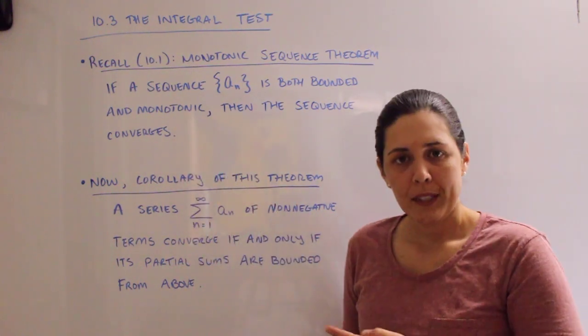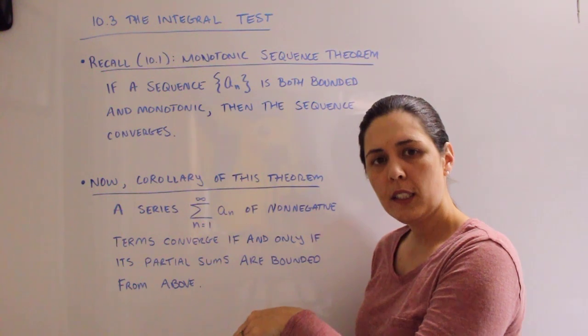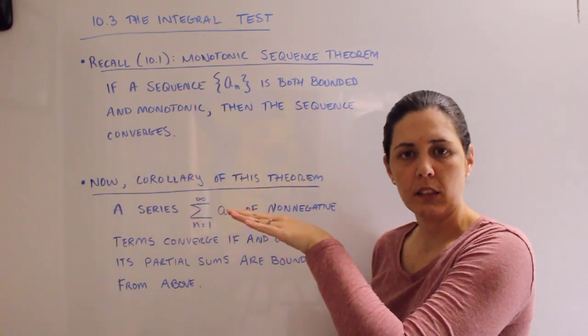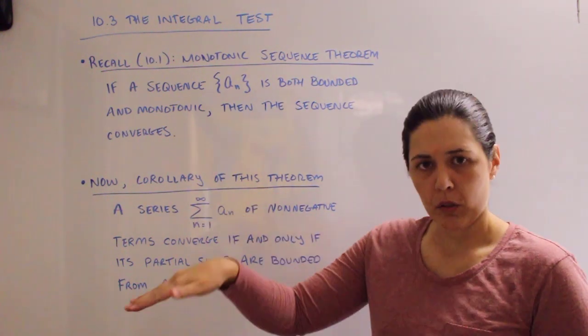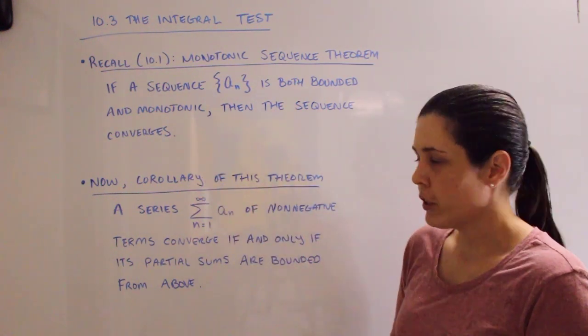Monotonic, if you remember what that means, is strictly increasing or strictly decreasing or staying constant. So it's not going up and down. And so when those two things are true, the sequence is convergent.